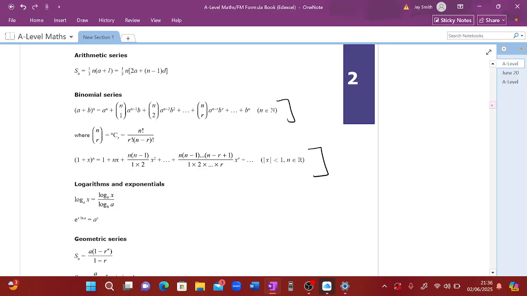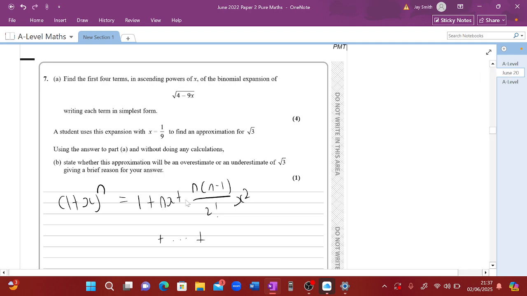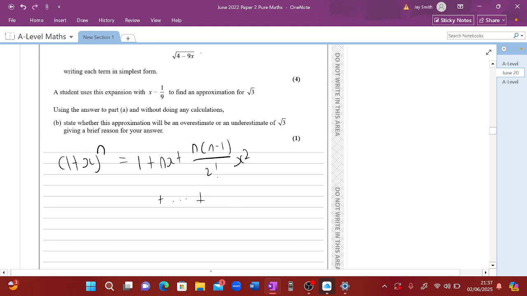They don't really tend to ask the normal binomial, the AS version, in the year two paper. Normally I expect you to use this one. So here you see n(n minus 1) over 2 x squared, and then it goes on. And that's the general pattern. Okay. So you just need to substitute that into the formula, but the main difficulty with this is you need to convert the square root into this sort of bracket.